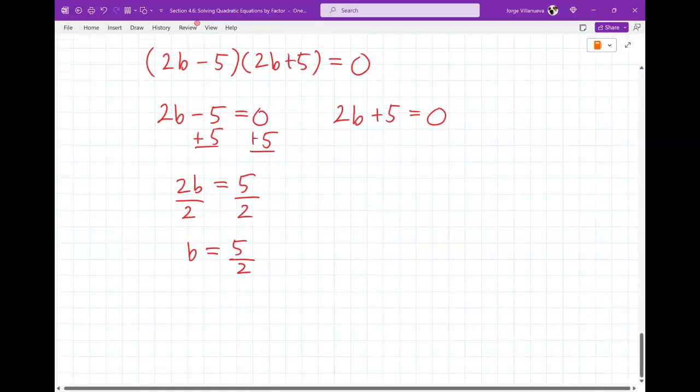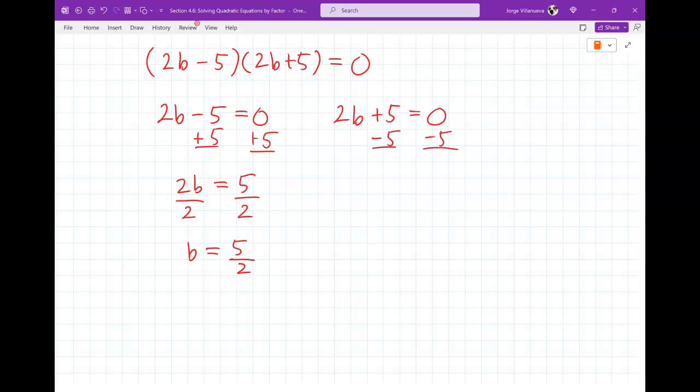Okay? So I'm going to go to the right side. I'm going to subtract 5 on both sides. Remember, guys, if you don't have to show the steps, feel free not to. If you can do it all in your head, more power to you, right? So don't feel like you have to write everything I do. Unless you need it, then do it, right? There's nothing wrong with that. So we subtracted 5. We got 2b equal to negative 5. We'll divide everything by 2. And I got b equal to negative 5 halves. So your answer is negative 5 halves and 5 halves.